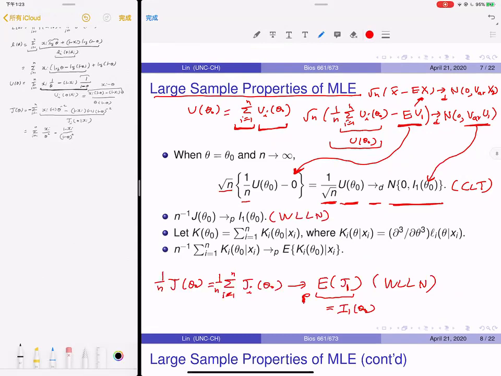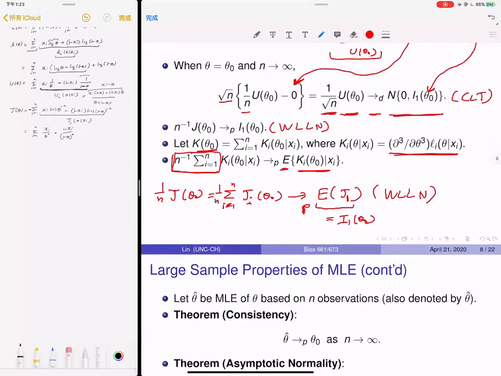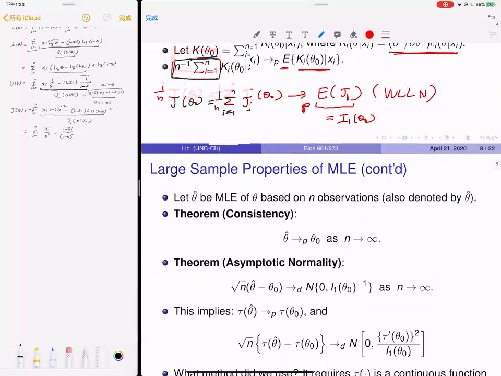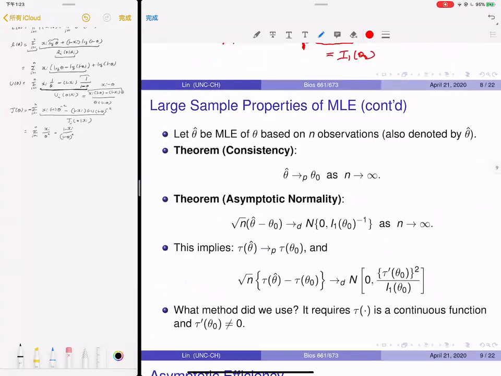The third one is for the K function. The K function is actually the third derivative of the log-likelihood function, just by definition. But again, this is also something like X bars. This becomes K bar, and K bar becomes the expected value of K1. I don't know what K1 is, and I don't know what the expected value of K1 is, but it's fine. By notation, I can write so. Later on, we will be able to use these results.